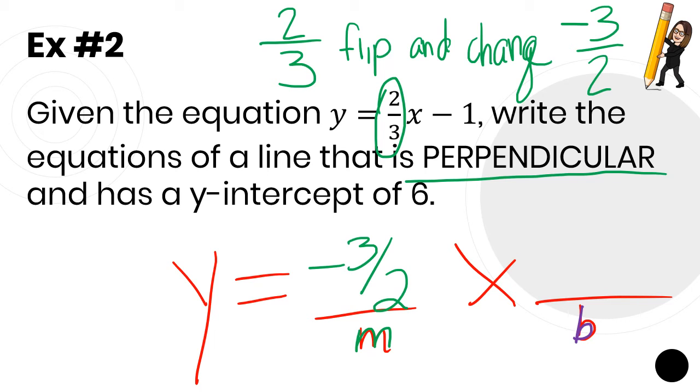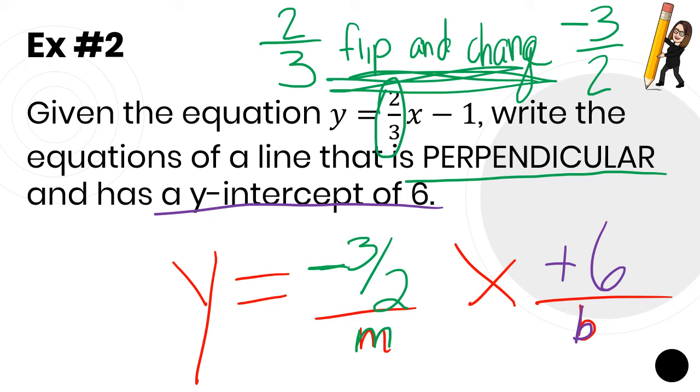My b value, or beginning, is whatever you're told. It says y-intercept of 6. Okay, plus 6. I need an addition sign there. So not too bad. You really have to watch out for this flip and change, okay?